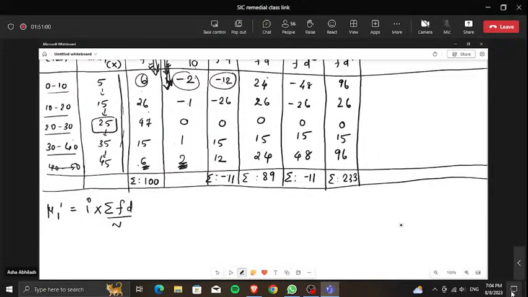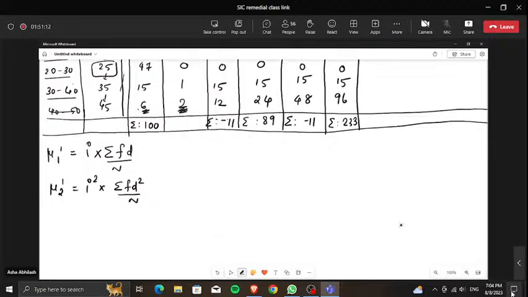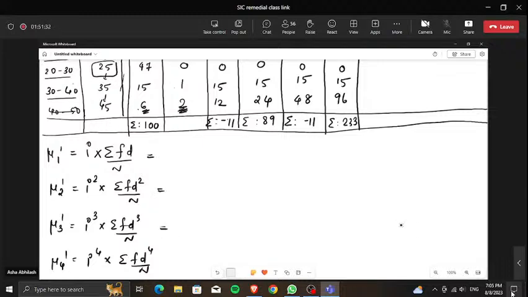Next is mu2 dash equal to I square into summation fd square by n. Next is mu3 dash equal to I cube into summation fd cube by n. And mu4 dash is equal to I raised to 4 into summation fd raised to 4 by n. Yes, quickly find all these values.